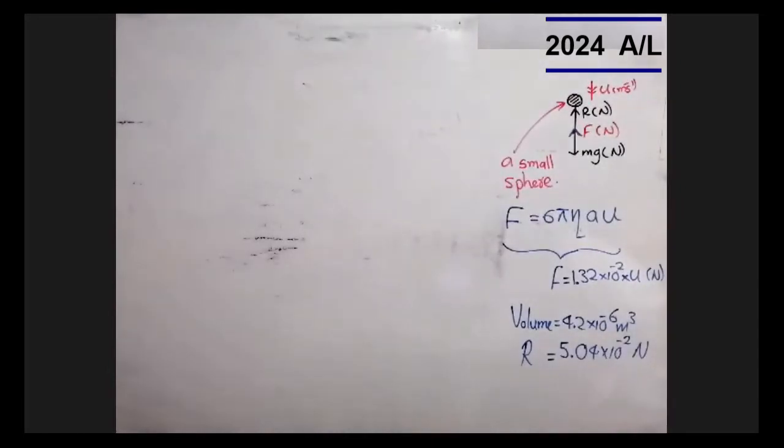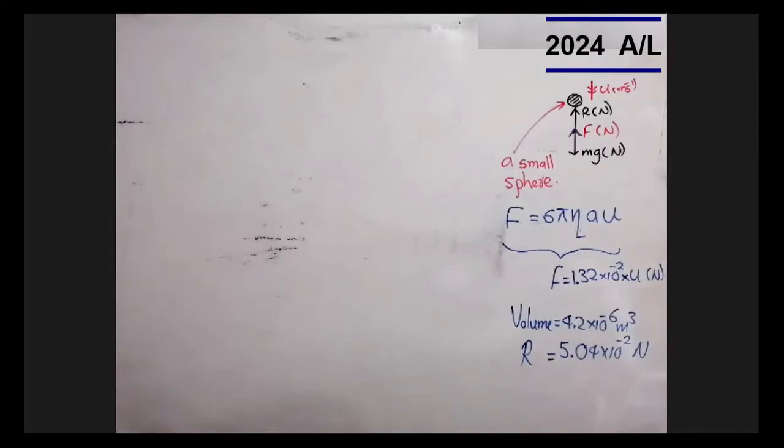What are the things that we have found? The volume of the sphere as 4.2 into 10 to the power minus 6 cubic meters. The viscous friction force given by the fluid as 1.32 into 10 to the power minus 2 times u, where u is the velocity of the sphere. And R is 5.04 into 10 to the power minus 2 Newton. Those are the things that we have found.